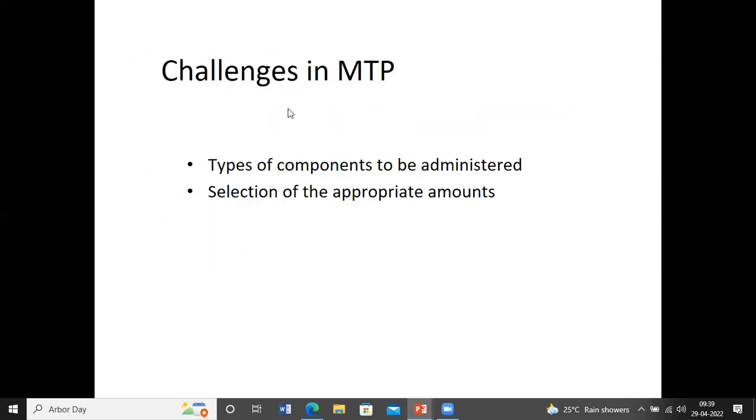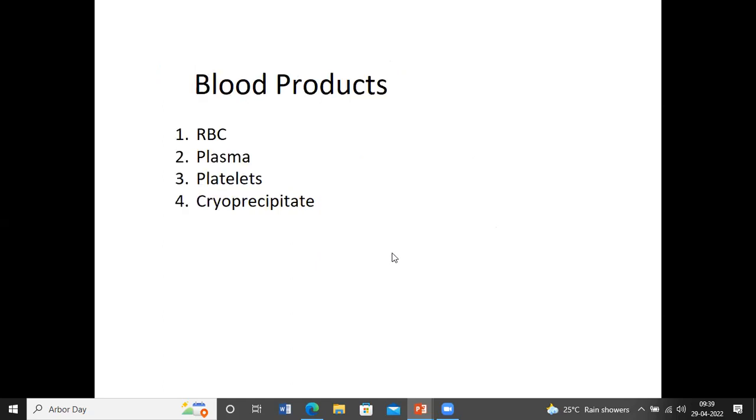The challenges in massive transfusion protocol is to decide on the components or the type of components that will be required by the patient, and to select the appropriate amount that the patient is going to need. And of course, over how much time to transfuse whatever product has been decided. So the blood products usually used in MTP are red blood cells, plasma, platelets, and cryoprecipitate.